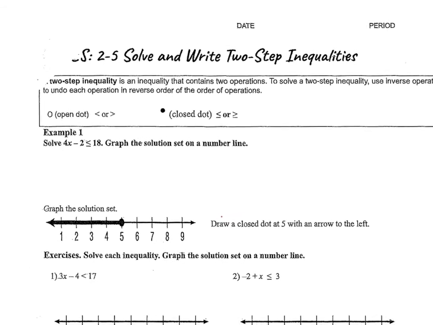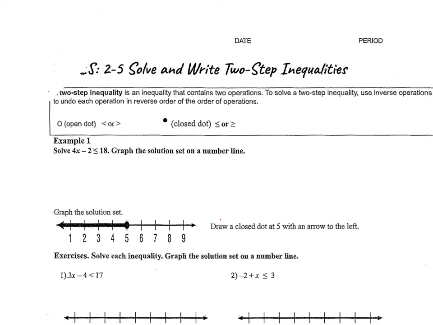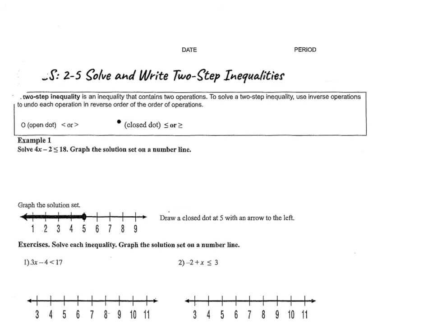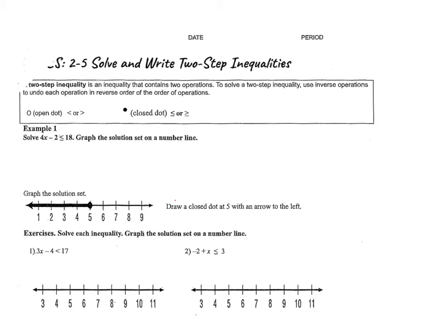So two-step inequalities, we're going to solve these the same way we solve two-step equations. Same idea. We want to get the variable by itself, and we're going to use those two operations. When you're solving it, keep in mind you're solving it the same way you do equations. Don't get tripped up by the inequality sign in the middle.